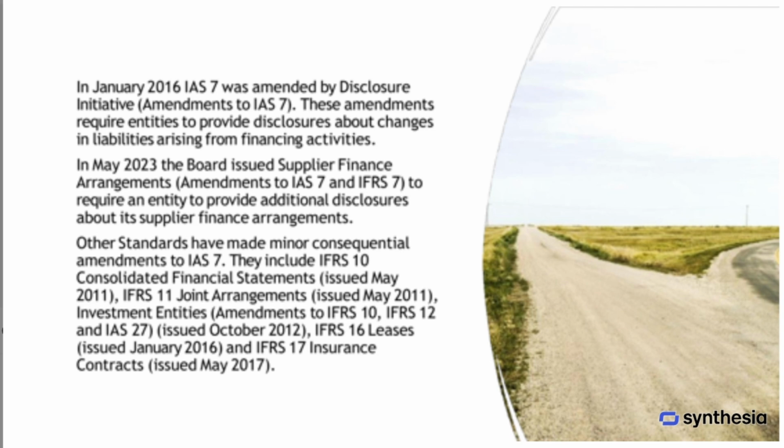These include IFRS 10 on consolidated financial statements, issued in May 2011, IFRS 11 on joint arrangements, also issued in May 2011, amendments related to investment entities to IFRS 10, IFRS 12, and IAS 27, issued in October 2012, IFRS 16 on leases, issued in January 2016, and IFRS 17 on insurance contracts, issued in May 2017.